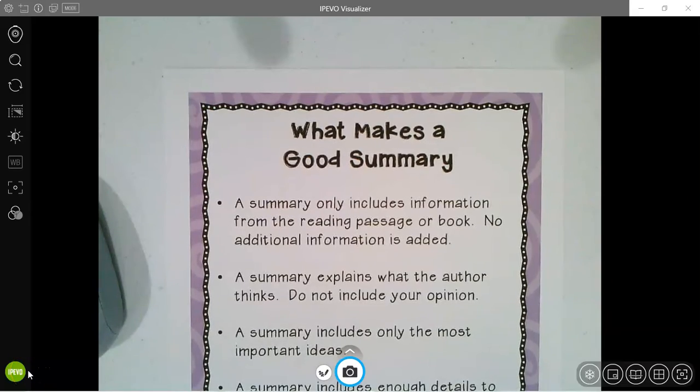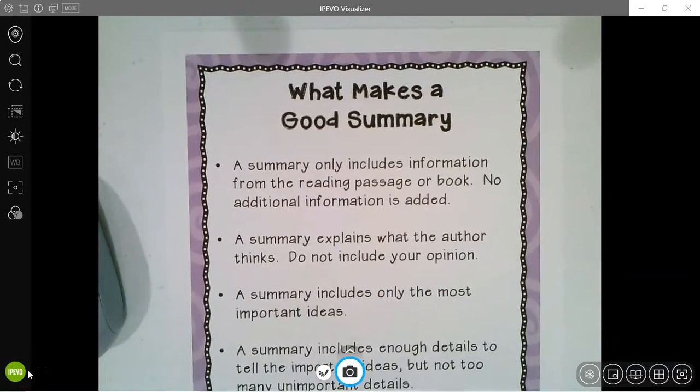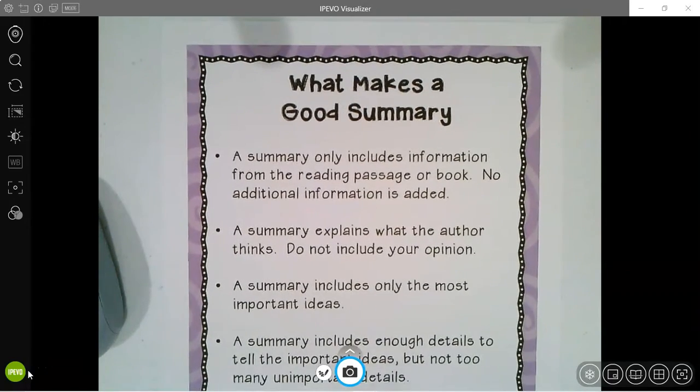Hi guys, so this is our last day working on summaries. Let's do a quick reminder of what makes a good summary, or what is a summary? We said a summary is where we are retelling important facts. And so what makes a good summary?